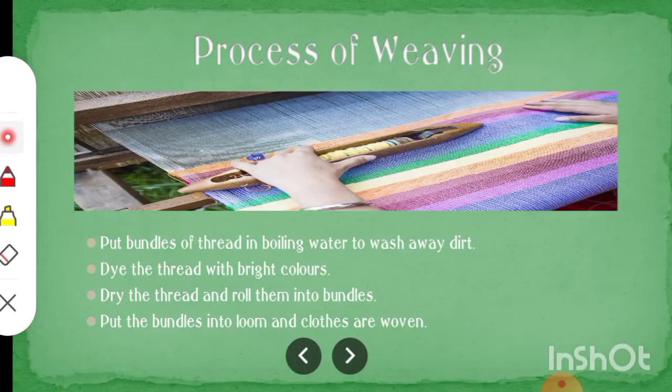We had also learnt the process of weaving. First, you have to put the bundle of threads into boiling water to remove the dirt. Then, you have to dye the thread with bright colors. Dry the thread and roll them into bundles. Put the bundles into the loom and clothes are woven. This is what we had done till now. Now we are going to continue with our chapter.